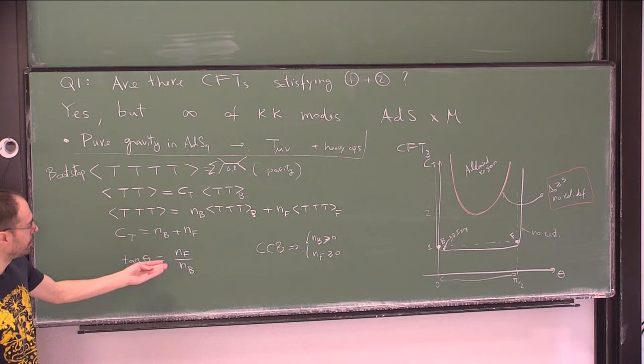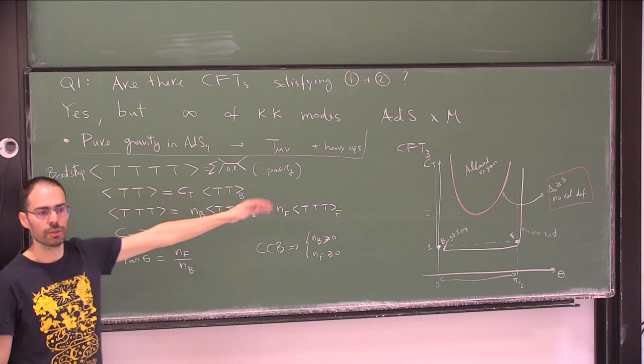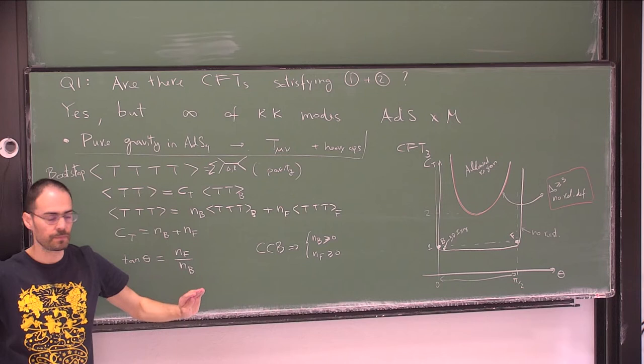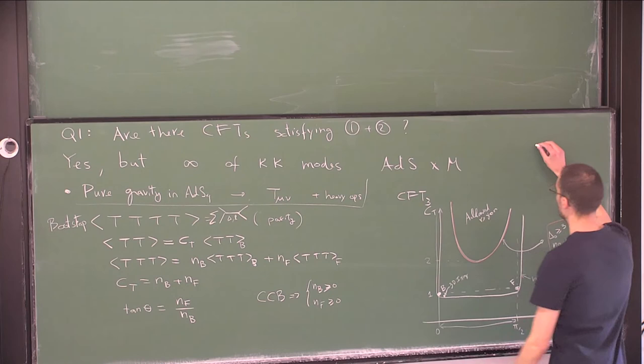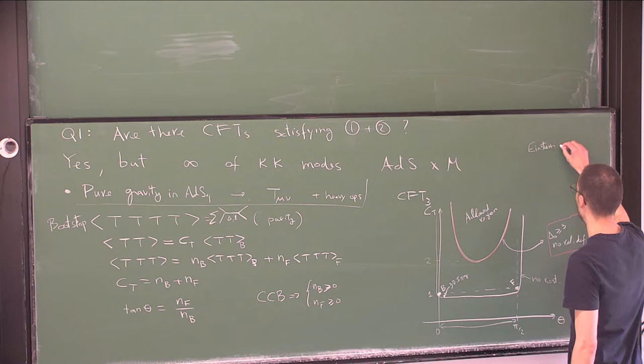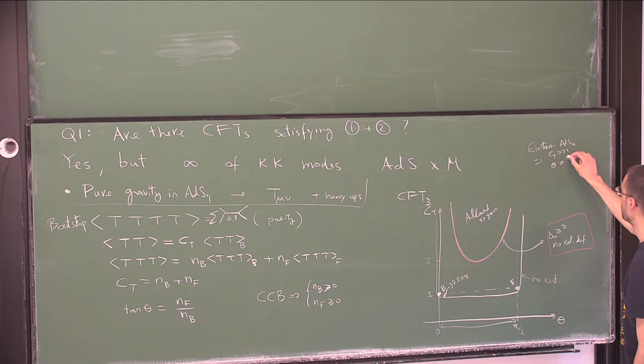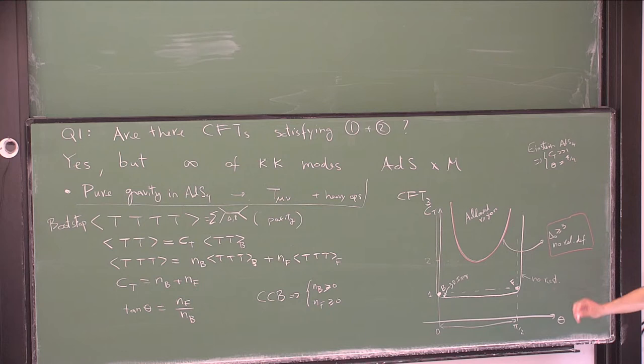So suppose now you try to be more radical and go towards pure gravity. So there is not just no relevant deformations. You really want to remove all other states and only have the stress tensor. At large n or finite n? I mean, large CT or finite n? Right, good point. So if you want Einstein gravity in AdS4, this will imply CT much bigger than 1 because you want something semi-classical, and it will imply this theta to be pi over 4. So nf equals nb, that's what Einstein gravity gives you. So you should go somewhere up there in the middle.